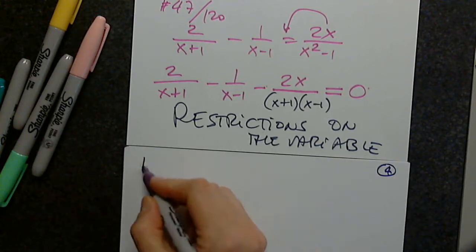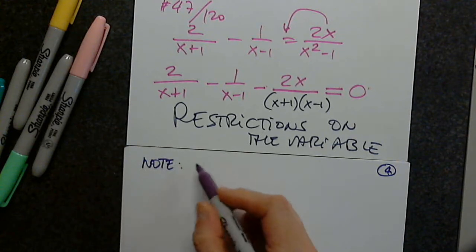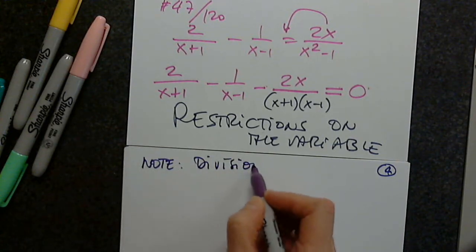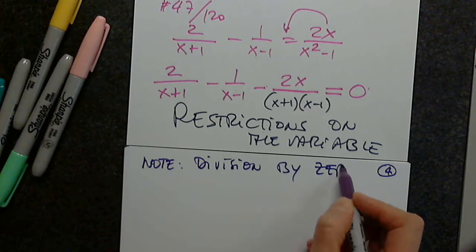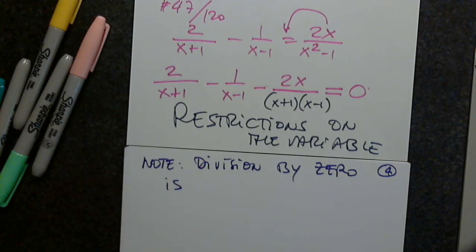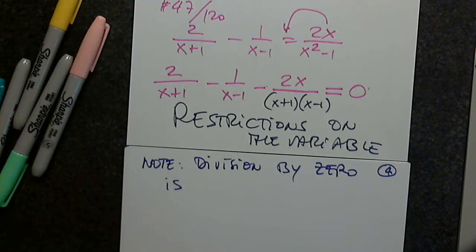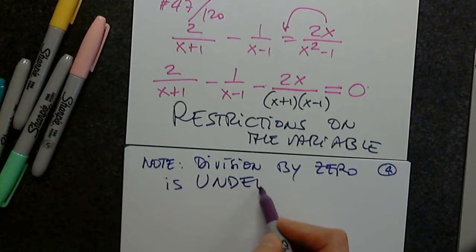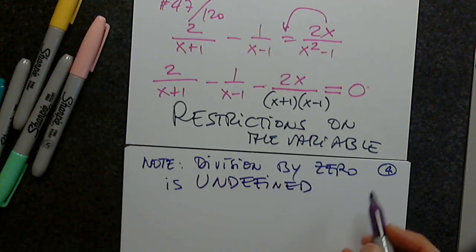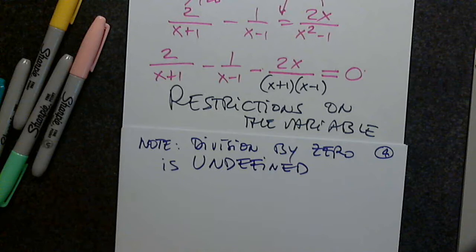So note, division by 0 is undefined. That's why we can't have it. There is no number. It's undefined. This is a fancy word for saying it does not exist.